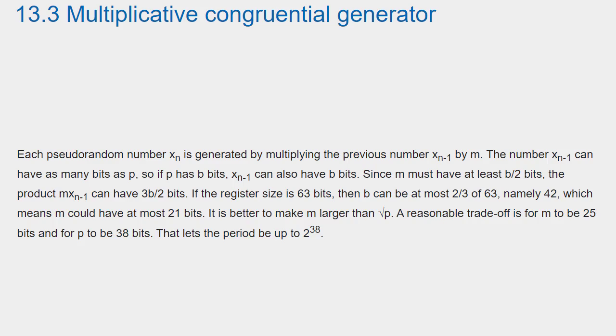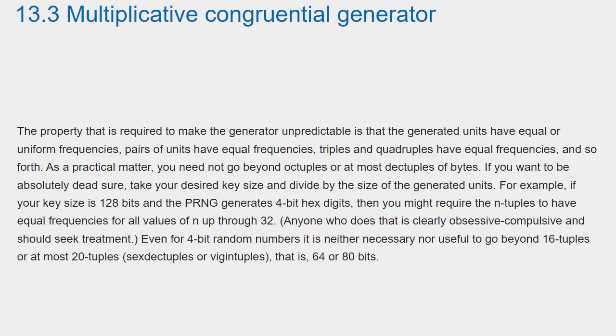It is better to make m larger than the square root of p. A reasonable trade-off is for m to be 25 bits and for p to be 38 bits. That lets the period be up to 2 to the power 38.